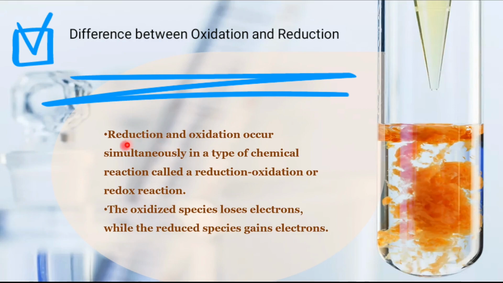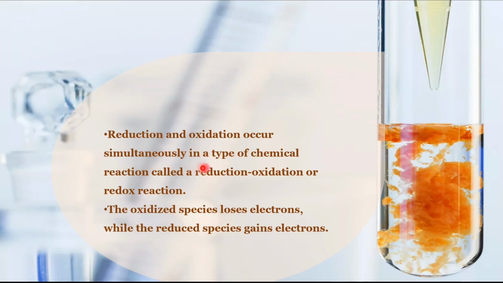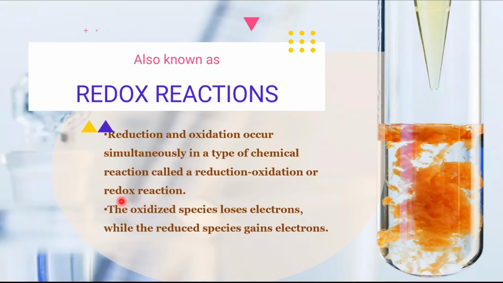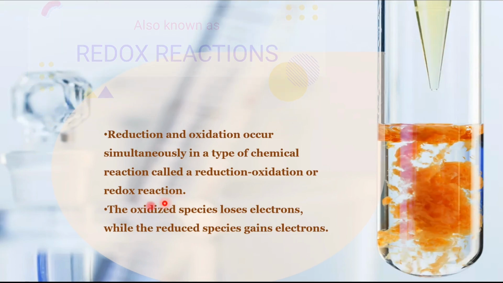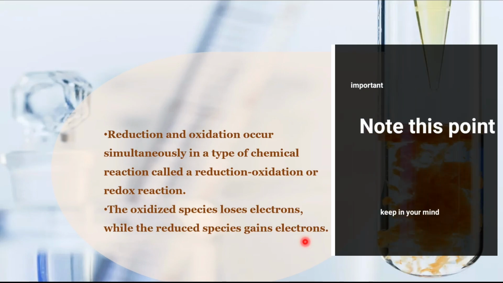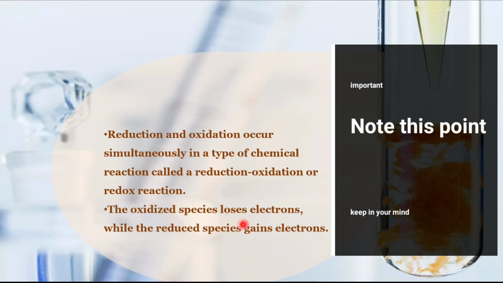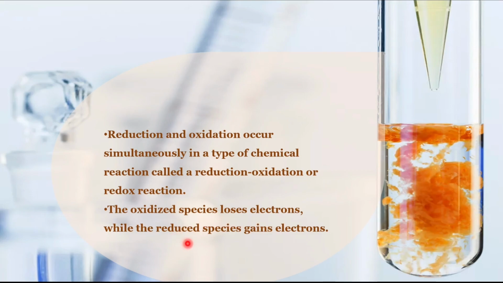Dear student, reduction and oxidation occur simultaneously in a type of chemical reaction called reduction oxidation or redox reaction. Here the oxidized species loses electrons, whereas the reduced species gains electrons.